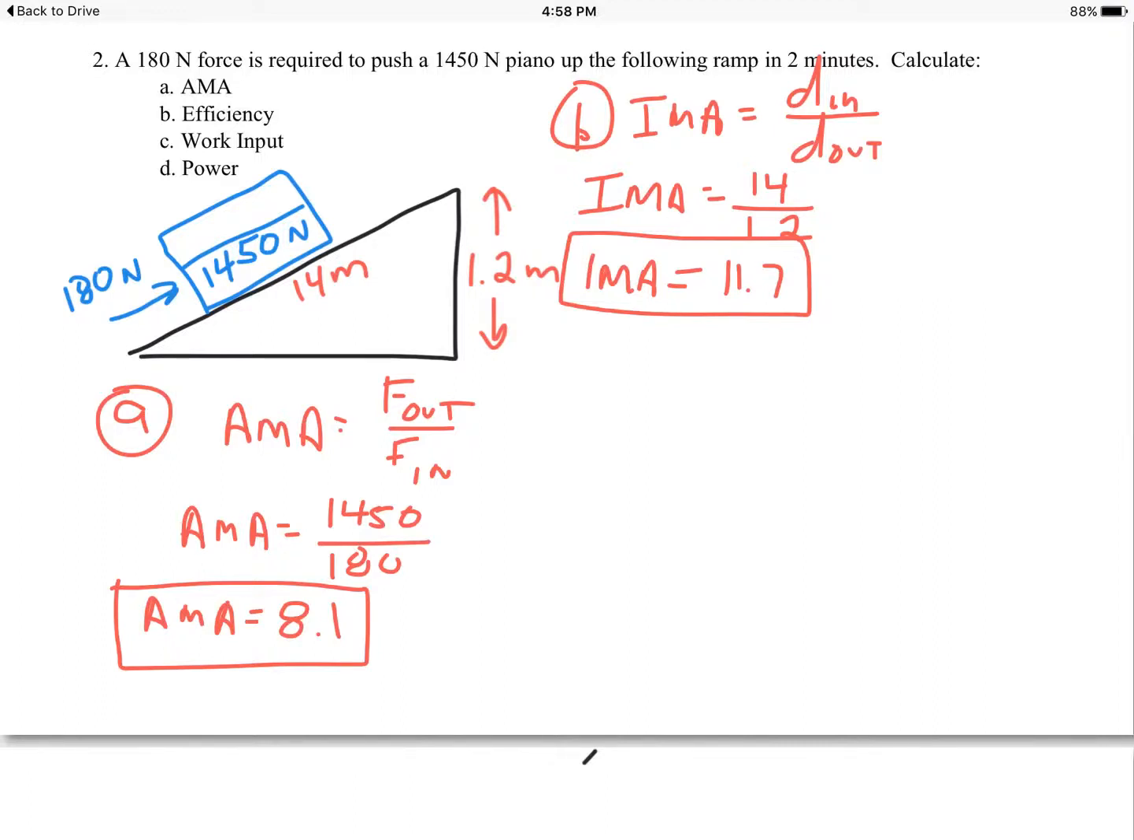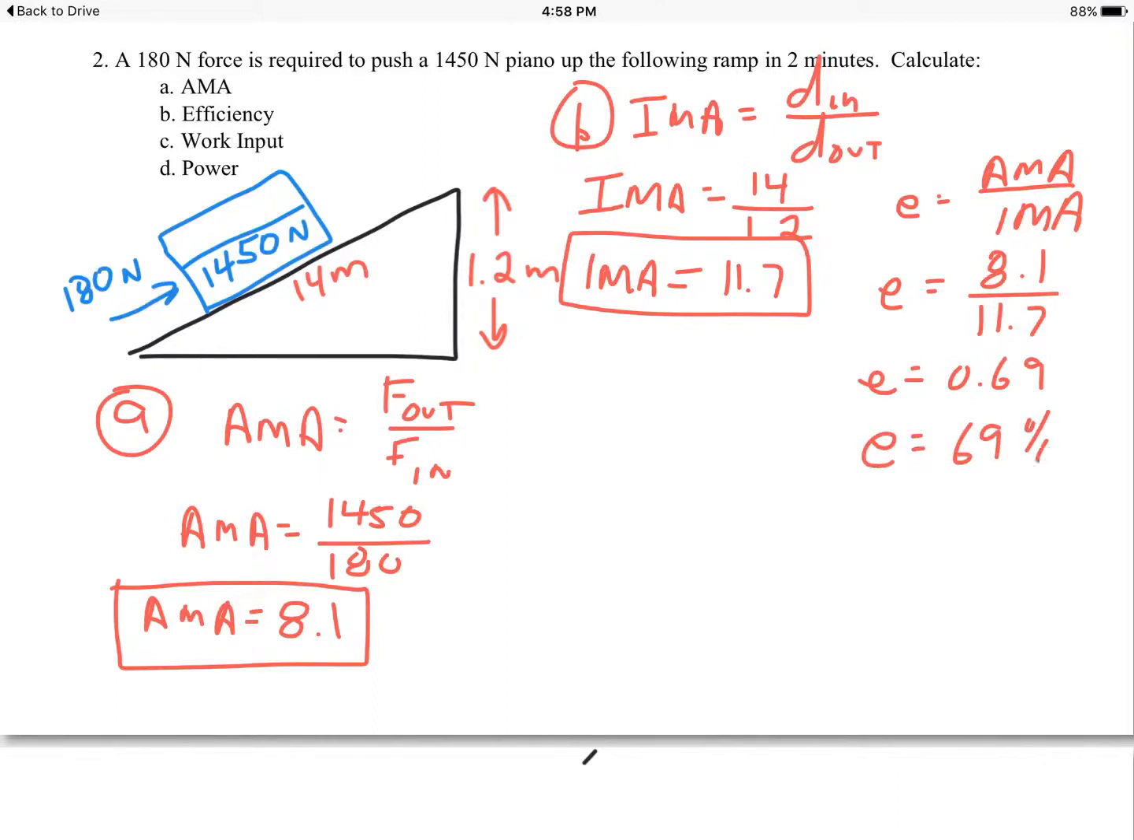That's actually not my answer, though, because I want the efficiency. And the efficiency is the AMA over the IMA. Since we have both of those now, the efficiency is the 8.1 divided by the 11.7. So the efficiency comes out to be 0.69, which we convert by multiplying by 100 to get the percent. It comes out to be 69% efficient. If there was no friction, it would be 100% efficient.